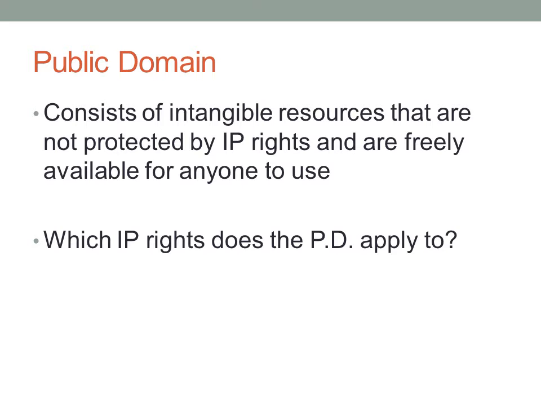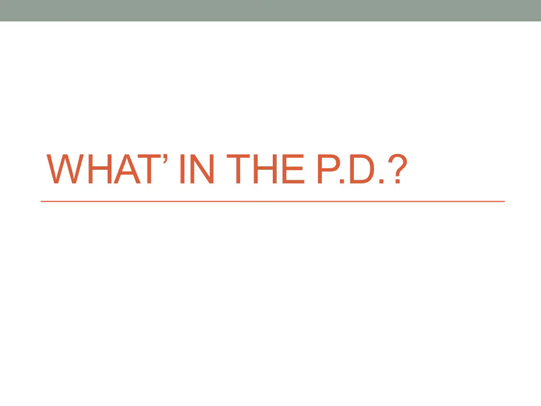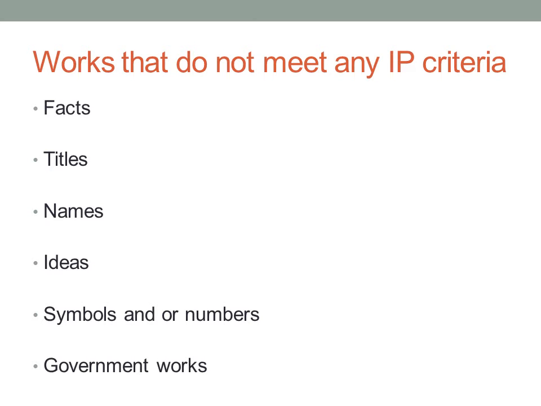So which IP rights does the public domain, PD, apply to? All of them. The patent, the trade secret, trademark, right of publicity, and copyright. What's in the public domain? There are three main categories. The first one is works that do not meet any of the intellectual property criteria.